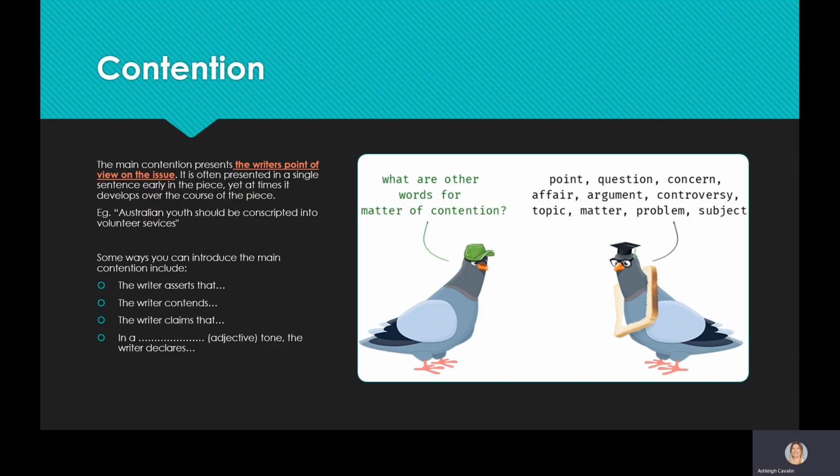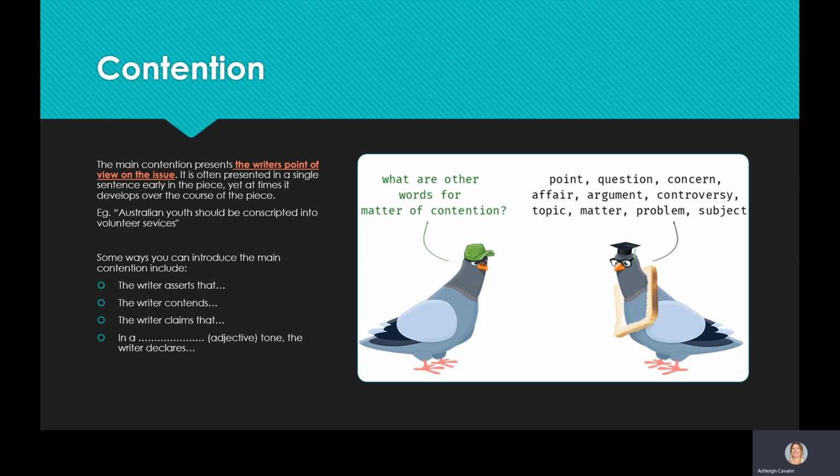Let's look more closely at contention. The main contention presents the writer's point of view on the issue. At times, it can be presented early on in the piece, yet at other times, it develops over the course of the article. For example, one of the pieces we are looking at today has the contention: Australian youth should be conscripted into volunteer services.